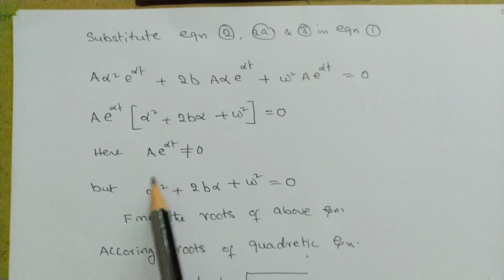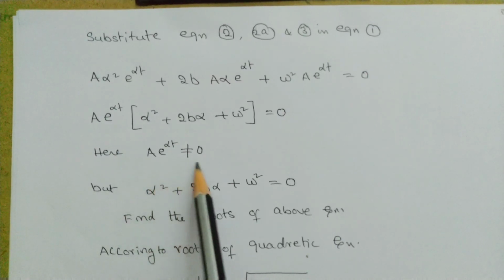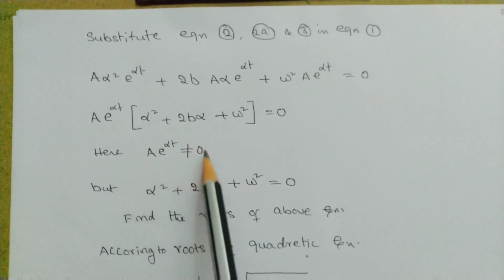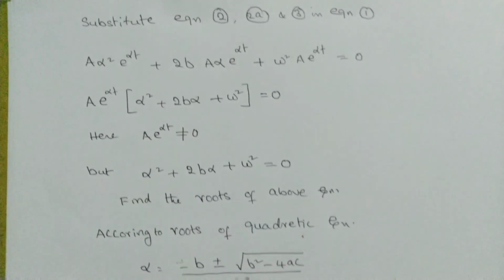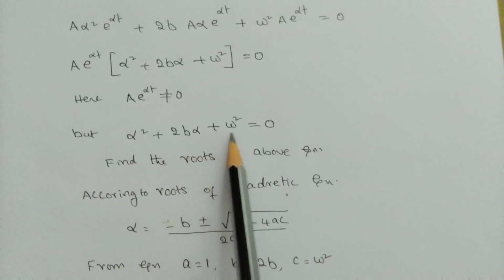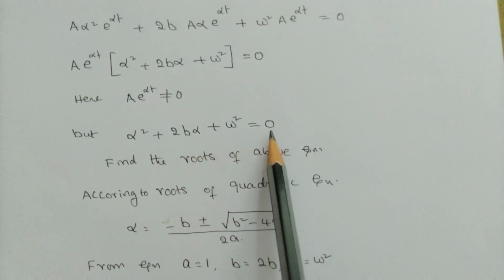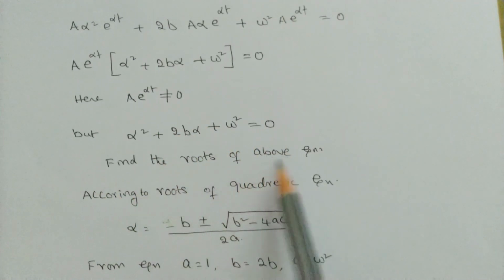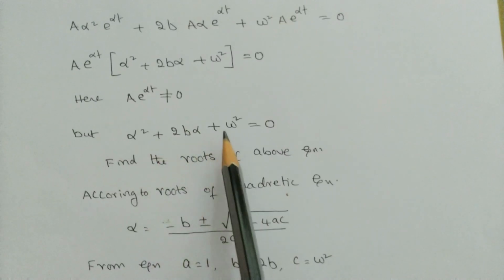But a into e power alpha t will not be equal to 0. There is no possibility of this term being equal to 0, but there is a possibility that alpha square plus 2b alpha plus omega square is equal to 0. This is the auxiliary equation. We have to find the roots of the above equation.